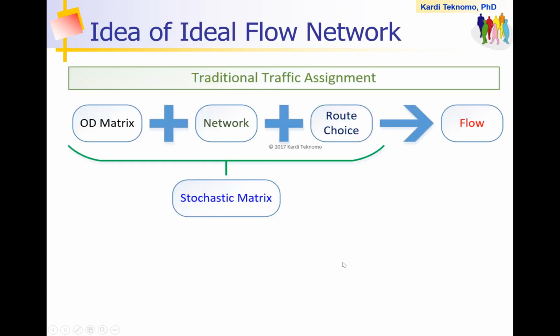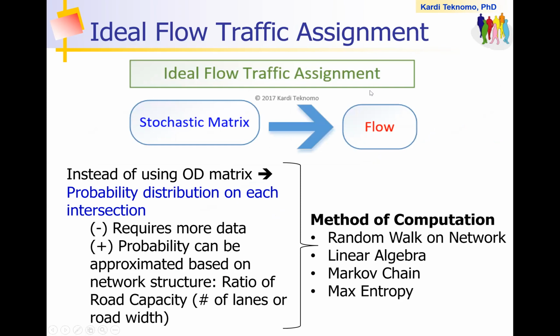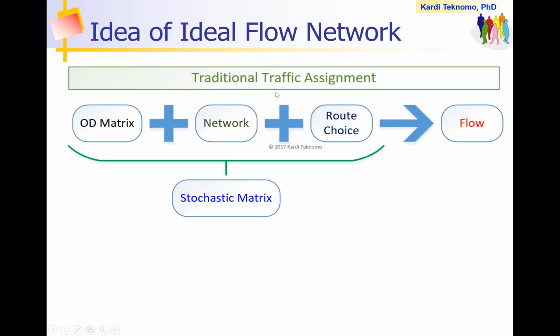Okay, so look at this so that you can compare. The traditional method, you have OD matrix, you have the network, and then you do route choice, right? The shortest path, isn't it? And then you go through that route choice based on that OD matrix, and then you get the flow. Now these three, the OD matrix, the network, and the route choice, when you combine them, it's actually the same as stochastic matrix. You aggregate them. So in a sense, ideal flow traffic assignment is simple, from stochastic matrix to the flow, which is basically the same as traditional, but you already have the OD matrix inside.